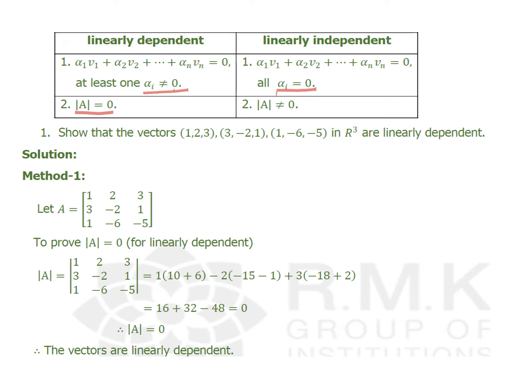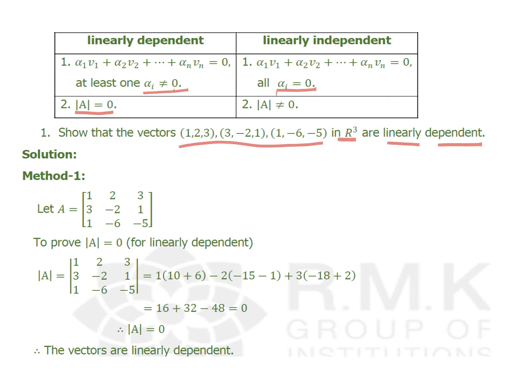Now in this sum, we are going to show that three vectors given in R3 are linearly dependent. So we are going to follow this determinant method. Let us consider the matrix with vectors 1, 2, 3, then 3, minus 2, 1, and then the third vector 1, minus 6, minus 5 written as the third row. So first row, first vector, second row, second vector, third row, third vector.